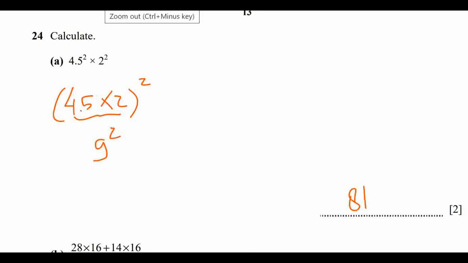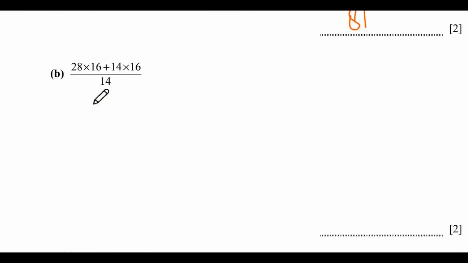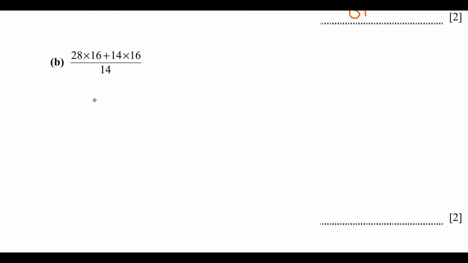Alright, next move to question 24b. 28 times 16 plus 14 times 16 over 14. So now we can see between these two terms there's a common factor of 16. So we are allowed to take out that 16. 16 take out, then what we have left in here is 28, and this one will be 14. So we put 28 and 14 in the bracket and over 14.